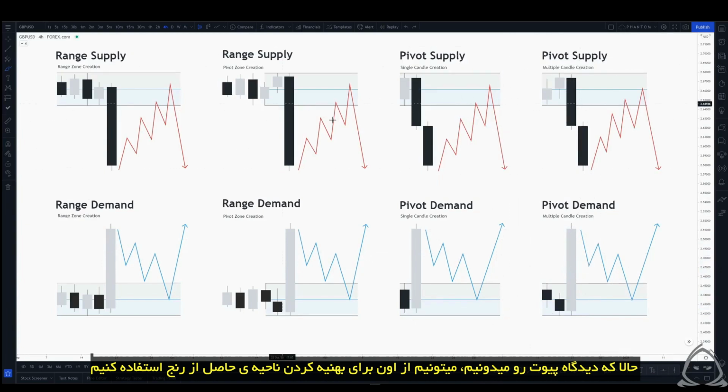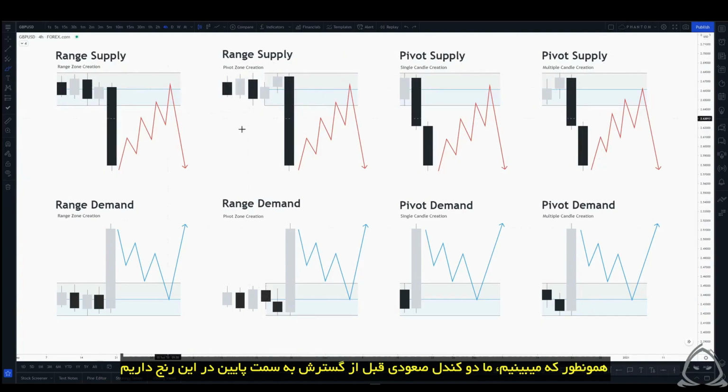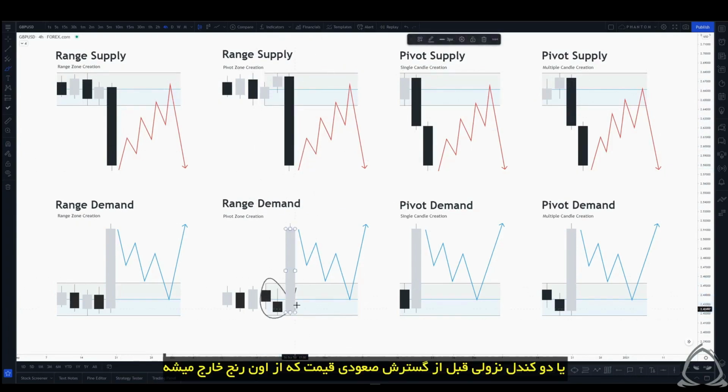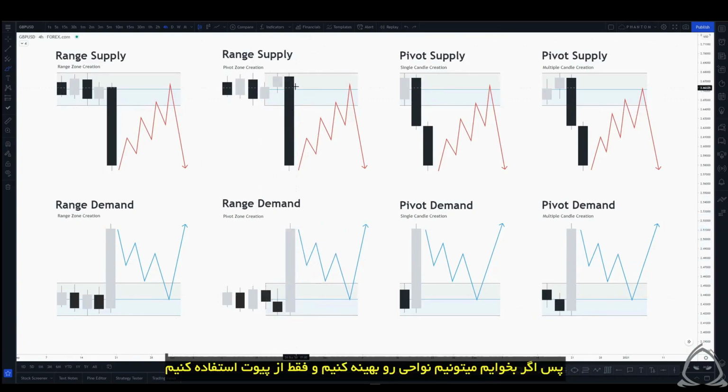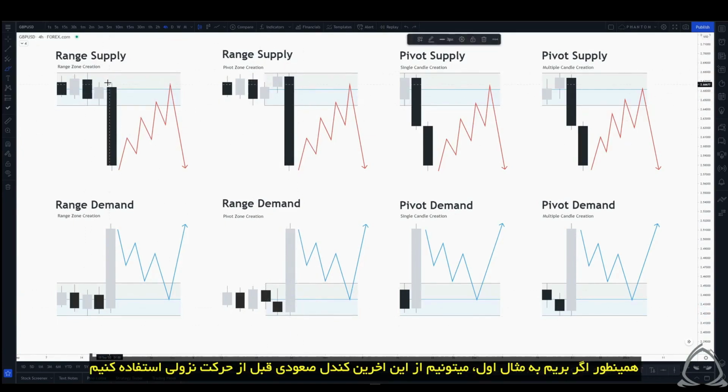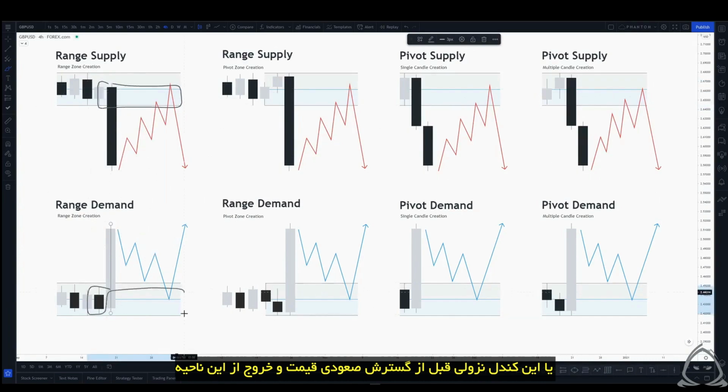So now that we understand the concept of pivots, we can then apply that to the range created supply and demand zones. And as we can see within this overall range that has been created, we have 2 bullish candles before the bearish move that expands to the downside, or 2 bearish candles before the bullish expansion that breaks out of that range. So we're able to refine our zone to using just the pivots if we wish. As well, if we go back to the first example, we could also use this last bullish candle before this bearish expansion to the downside, or this bearish candle before the bullish expansion out of this area.